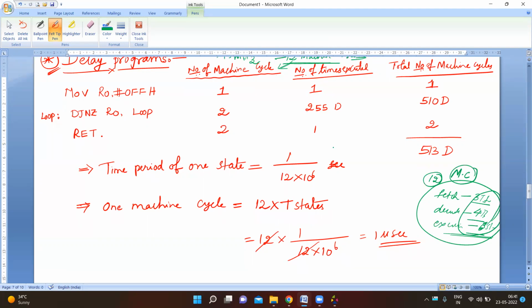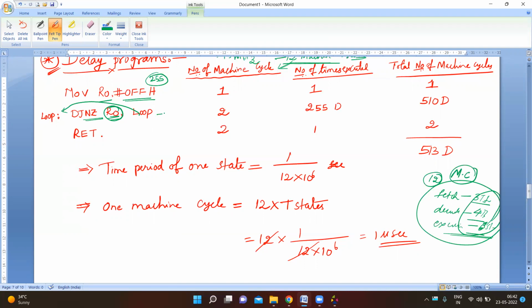So therefore, see how to calculate a delay program. Here I loaded the R0 register with 0FFH, which means 255. FFH is the hexadecimal equivalent of 255. Then decrement R0 and jump on no zero to here. Like that, R0 will decrement 255 times.